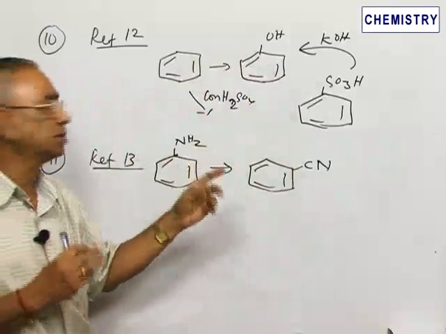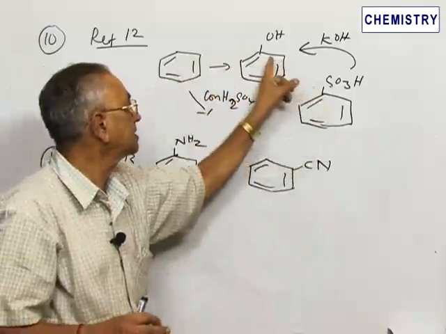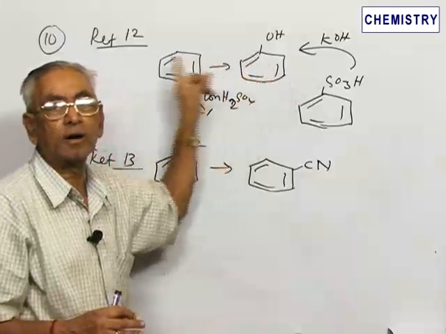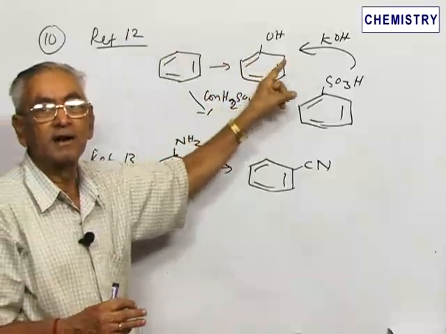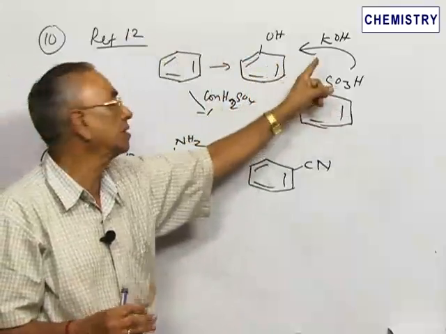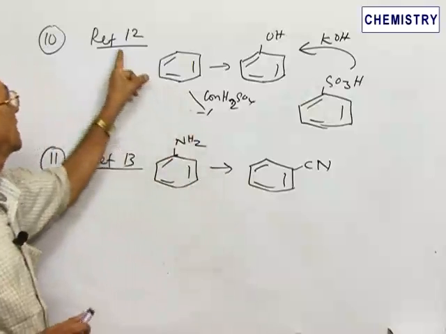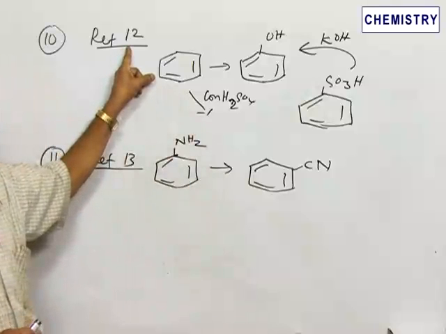So, there are two routes. One is benzene, benzene sulfonic acid, potassium hydroxide, phenol. The other is benzene, nitrobenzene, aniline, diazonium salt. Then the diazonium salt can be converted to phenol by boiling it with water. So, that is the answer for question number 12.